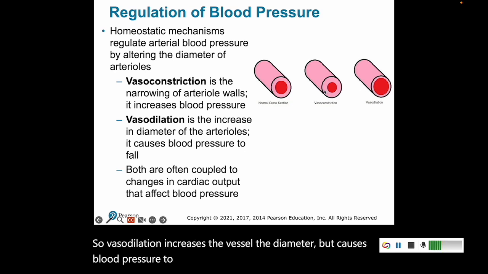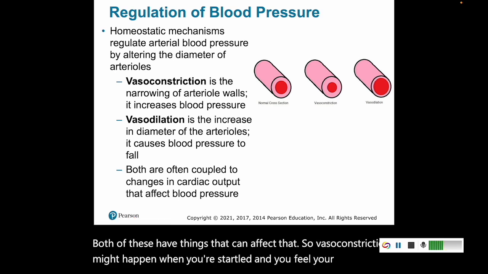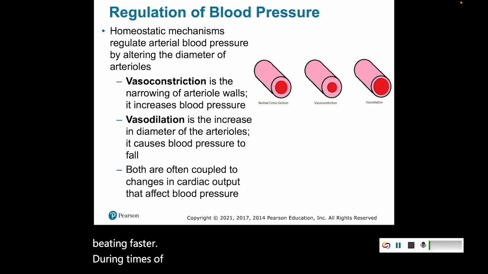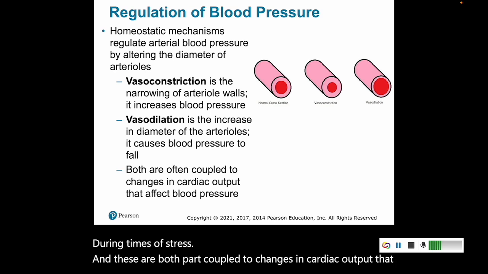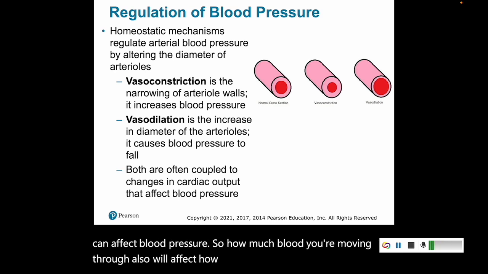Both of these have things that can affect that. So vasoconstriction might happen when you're startled and you feel your heart start beating faster, during times of stress. And these are both coupled to changes in cardiac output that can affect blood pressure. So how much blood you're moving through also will affect what your blood pressure is.